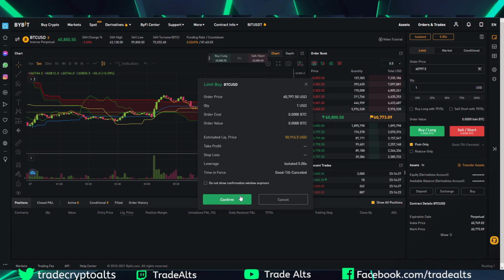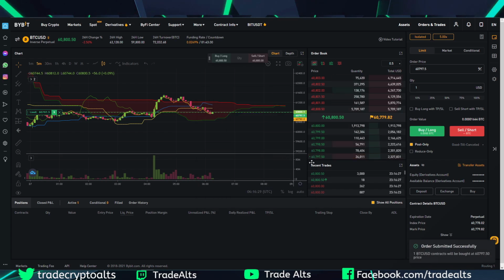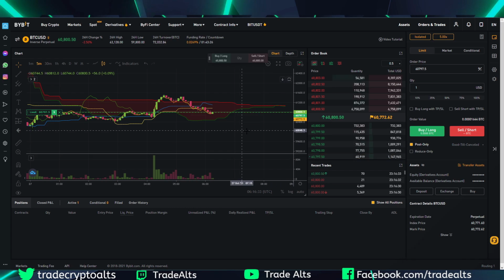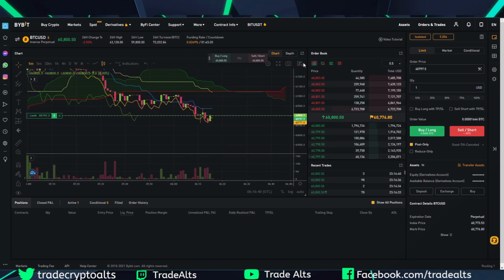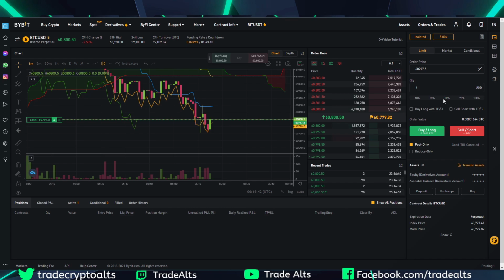So we're going to click buy, confirm. So there you go. The little green dot, I don't know if you can see that right there, is my order. All right. So if you zoom in, let's go down to even a minute time frame. That way you can see a little bit better. So we'll zoom in, there's my order. And let's say I want to put another $25 lower.